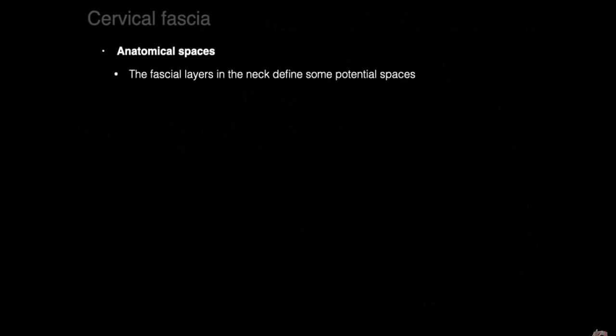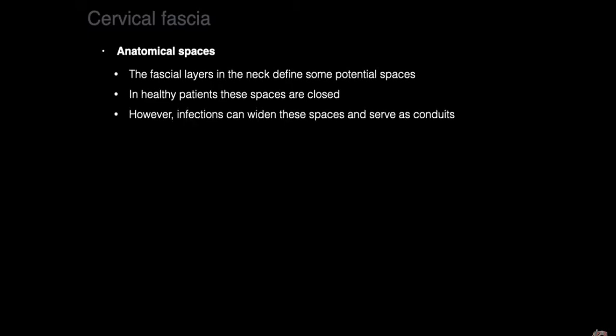Now let's talk about anatomical spaces in the deep cervical fascia. Okay, so anatomical spaces where the fascial layers in the neck define some potential spaces. And so in healthy patients, these spaces are actually closed. But infections can widen these spaces and then serve as conduits for the spread. Bacteria like streptococci produce proteolytic enzymes which digest this connective tissue, further enabling these infections to spread.